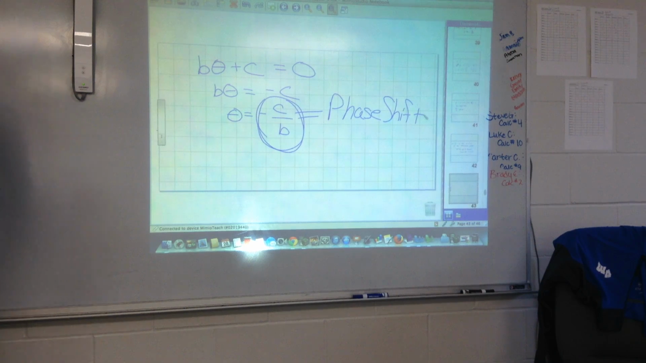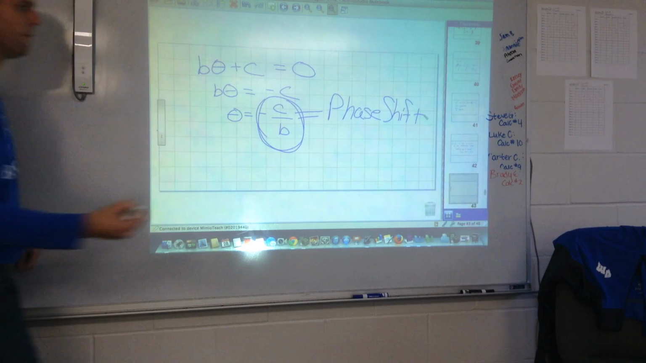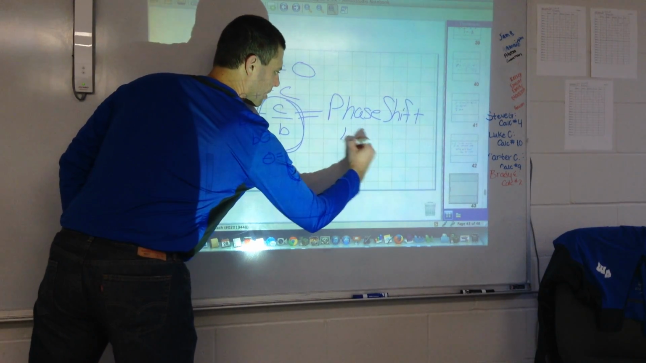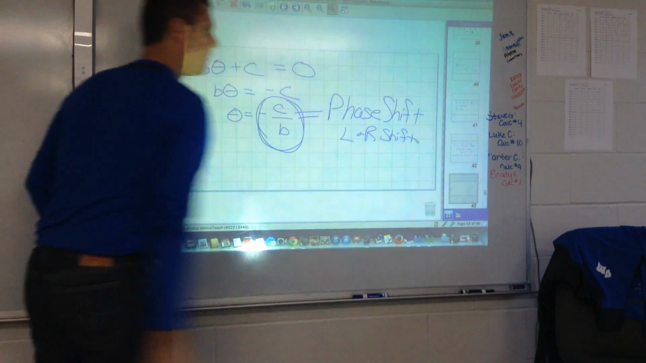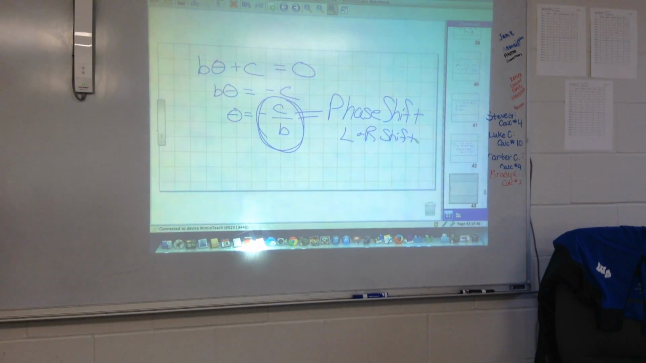And really all it is a left or right translation. It's how far you shift it to the left or to the right. That is your left or right shift, depending on what you get for your opposite of C over B. Your period's still 2 pi over b, and you don't touch that. The period is not going to change at all.